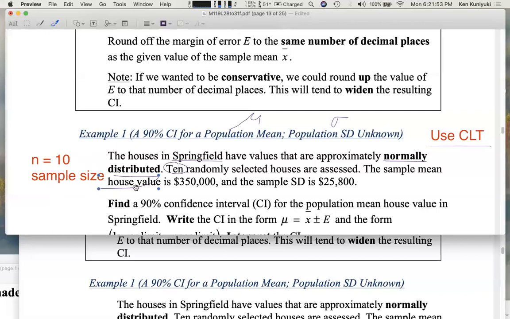The sample mean house value, so let's say that our assessor goes around to 10 randomly selected houses in Springfield, goes to an Excel worksheet, types in the 10 values for these 10 randomly selected houses, takes the sample mean, and we find that the sample mean for these 10 house values is $350,000. And we can ask Excel to find the sample standard deviation, which is $25,800.